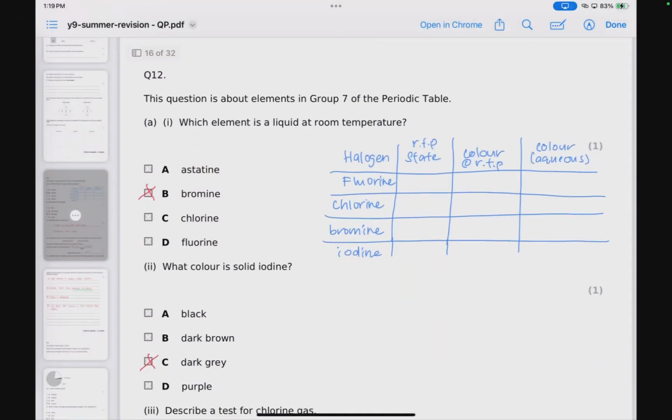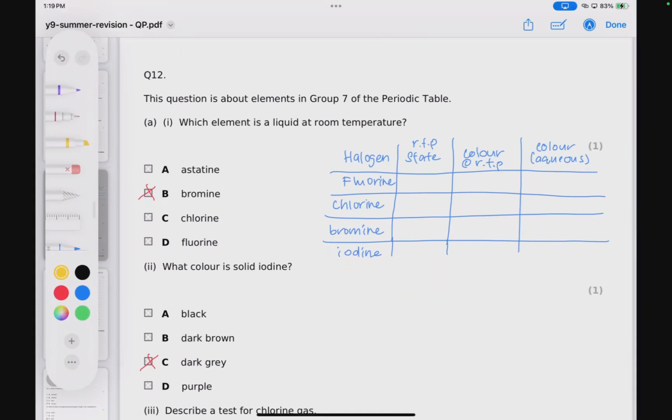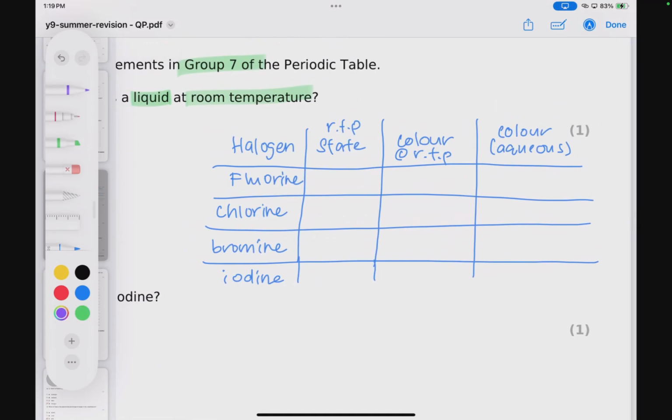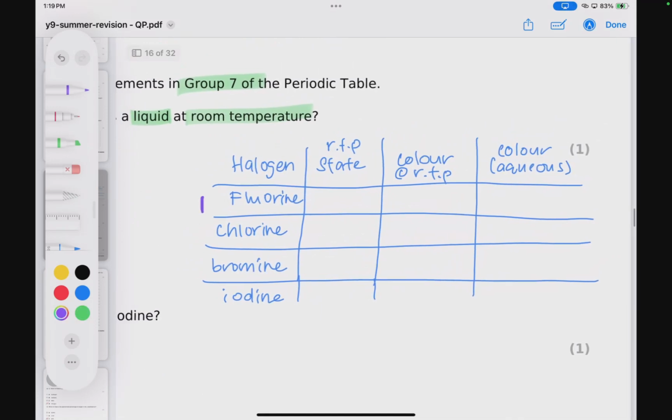So we start off with MCQ. With MCQ, we are looking at group 7: which one exists as a liquid at room temperature and pressure? So I'm going to take a moment to identify all of them first. If you look at the periodic table, you will see fluorine, chlorine, bromine, and iodine in this manner. The first two are gases. The one that is in liquid state is bromine, followed by iodine, solid state.